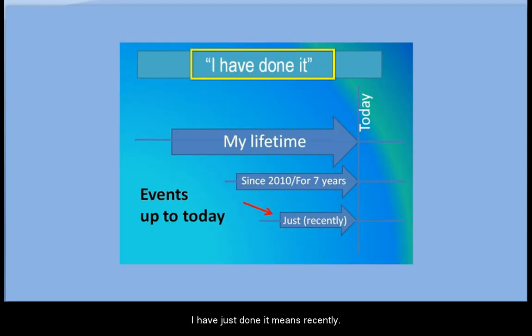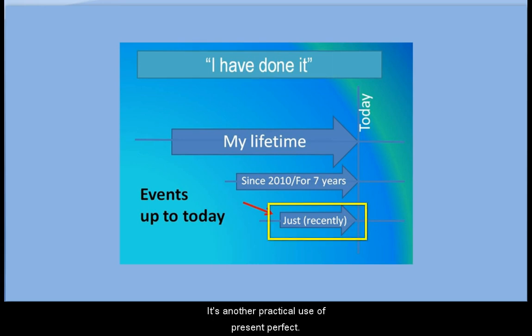I have just done it means recently. It's another practical use of the present perfect. No precision is necessary. Precision, like 5 minutes ago or yesterday, is a simple past idea. Just recently is good enough.